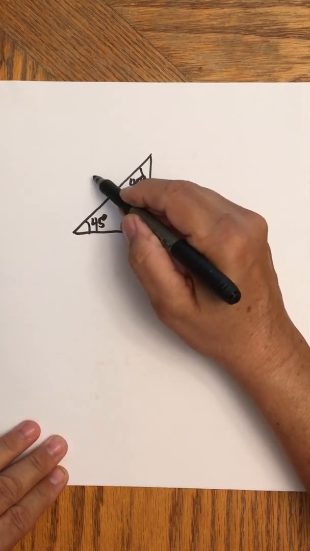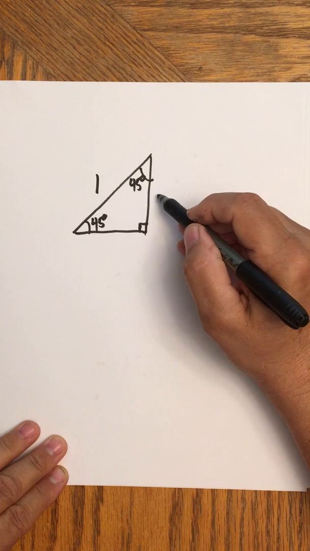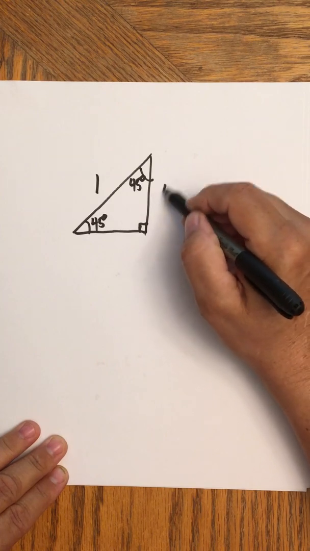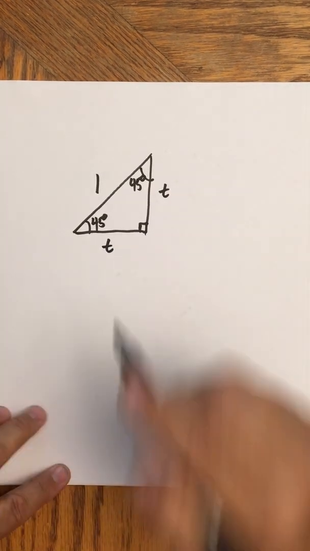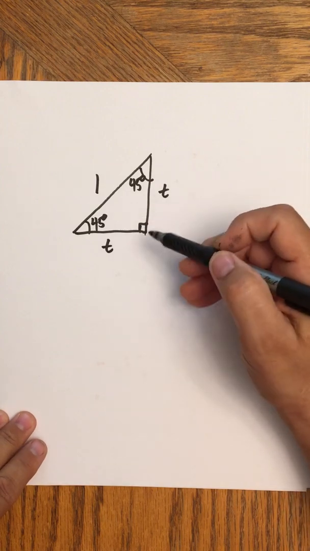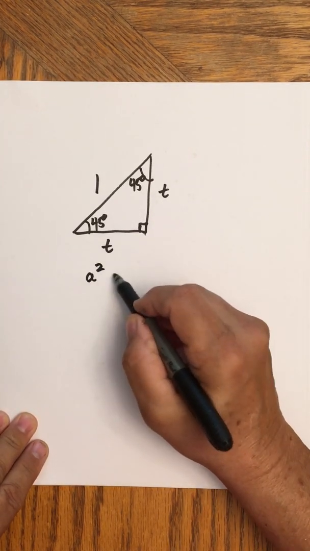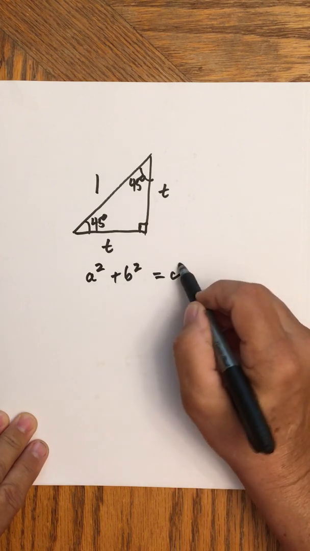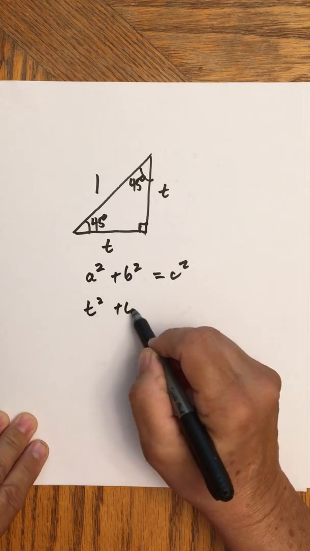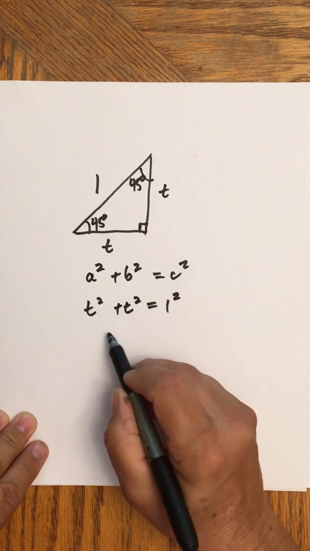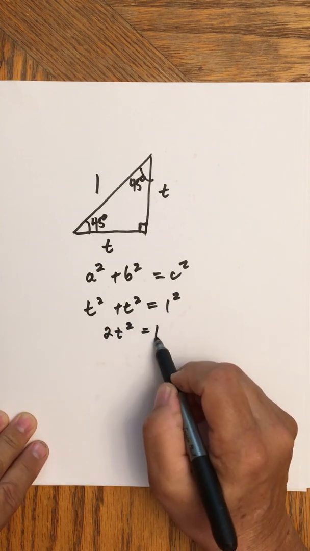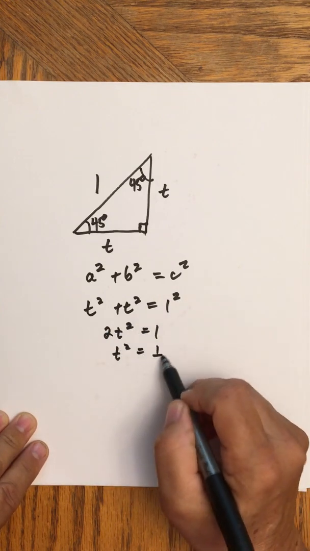So let's say the hypotenuse is 1, and even though I don't know what this is, I'll call it t. But t must be the same length for both. And I can use the Pythagorean theorem, where a squared plus b squared equals c squared. So I'd have t squared plus t squared must be equal to 1 squared. So that's 2t squared equals 1. t squared equals a half.